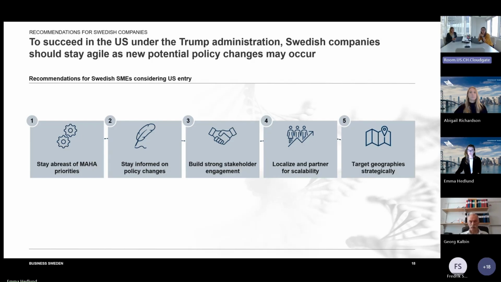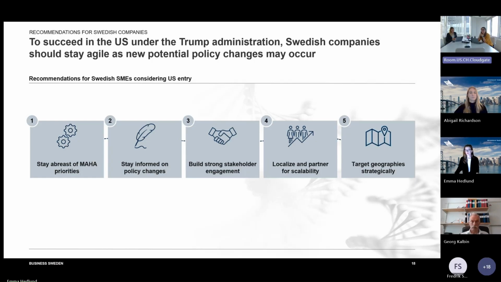And then localization and partners for scalability. I think that's always something to consider once the U.S. market becomes really important, because it's also just very far away. So that hasn't changed, but it's just important to keep close with your partners and be able to localize here.